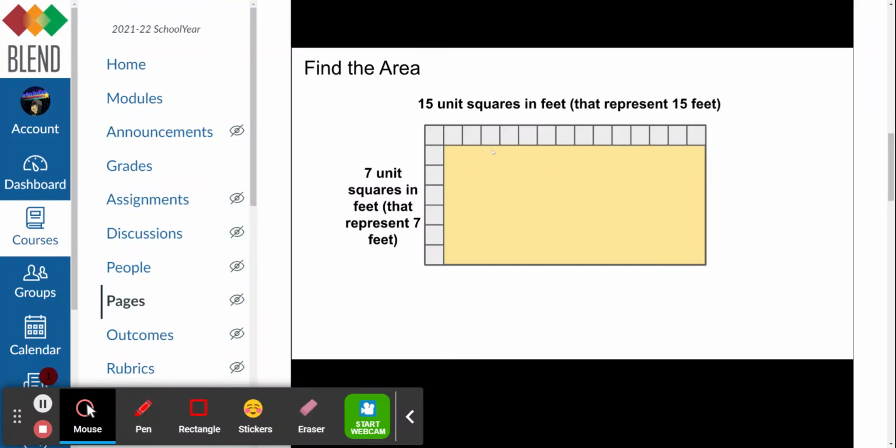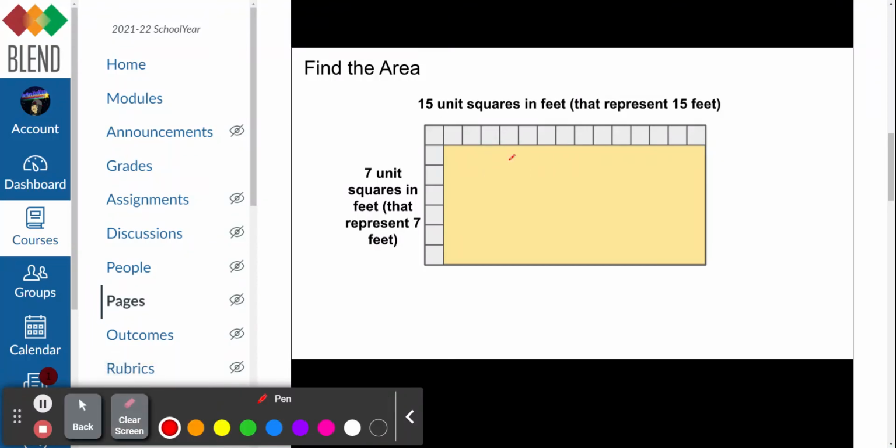All right, welcome back. So we're doing area equals length times width. Remember on these, if you get length and width mixed up, it's fine. All right, so we'll say area equals 15 times 7. We got that from our labels.